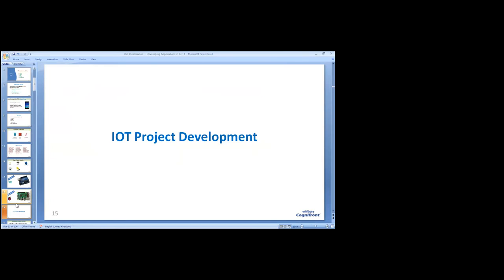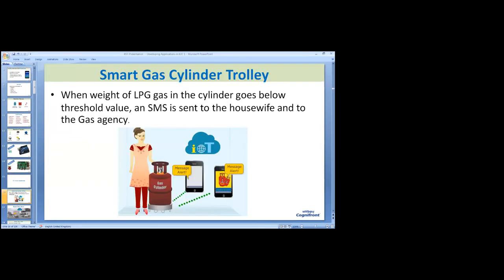So let us start with a very simple application. There is a home, and cooking is done using an LPG gas cylinder. And as you know, sometimes suddenly a cylinder becomes empty and the housewife is in trouble to cook food. Moreover, she's in trouble when suddenly some guests arrive and she's not able to prepare tea for them. So she has to rush to the neighbors to get help.